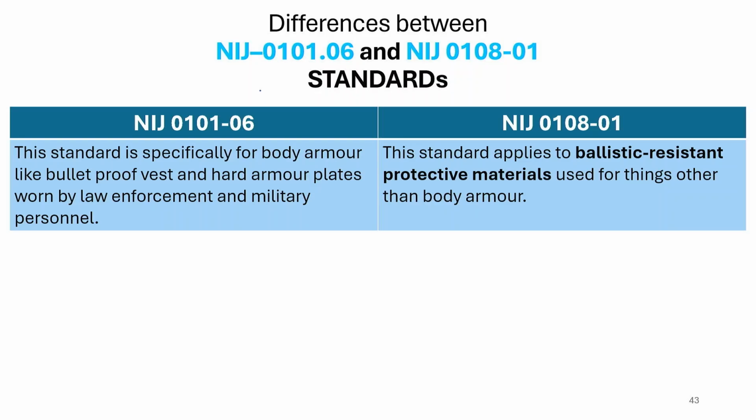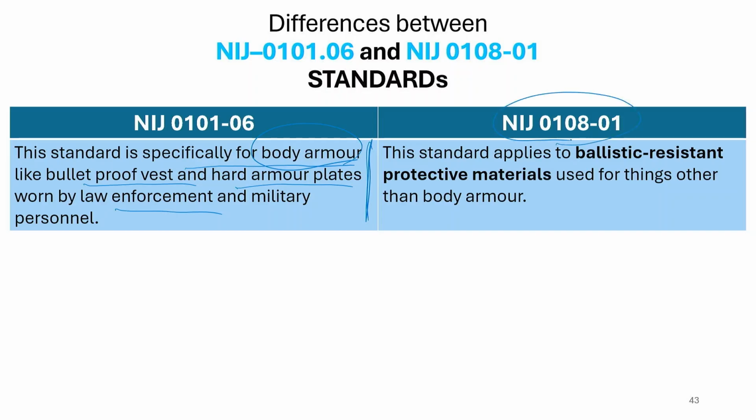Now, let us discuss their differences. 101.06 is specifically for body armor. This is important. This is specifically for body armor like bulletproof vests and hard body plates, which we are wearing, and this is worn by law enforcement officials or military personnel. So for this we have to follow the 101.06 standard.